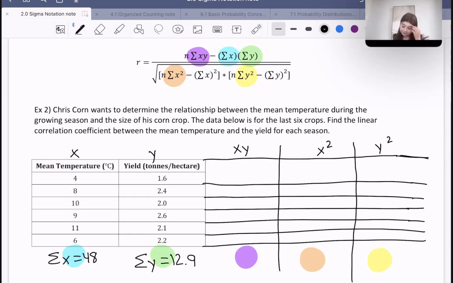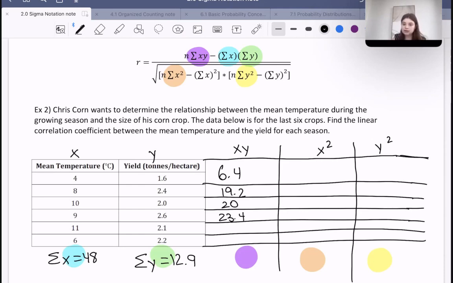All right, so let's do it. So what is x times y in this case? 4 times 1.6 is 6.4. Okay. What about 8 times 2.4? That is 19.2. Okay, 10 times 2, well, that's 20. We know that one. 9 times 2.6 is 23.4.